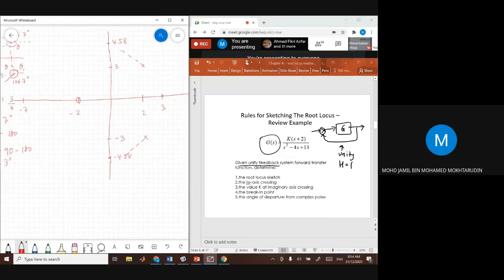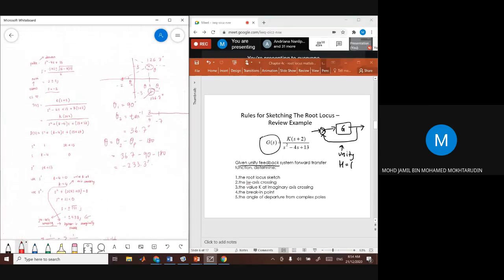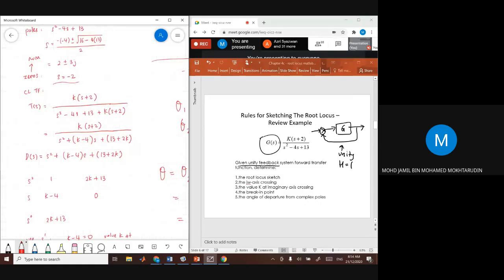Okay, so the root locus will start from poles. So it will start here, and then will end at zero. So our poles are 2 plus minus 3j, and zero is at -2. So here you have two poles and one zero. So we need to add one more zero so that their numbers are equal. So here another zero is at infinity. Okay, so one zero is at -2 and the other is at infinity.